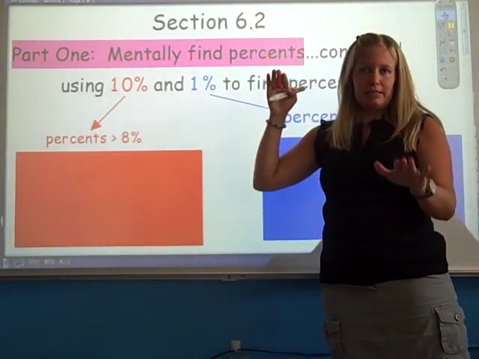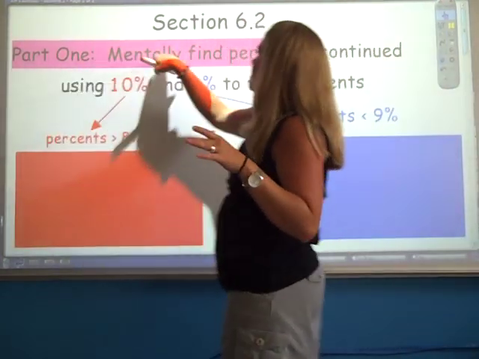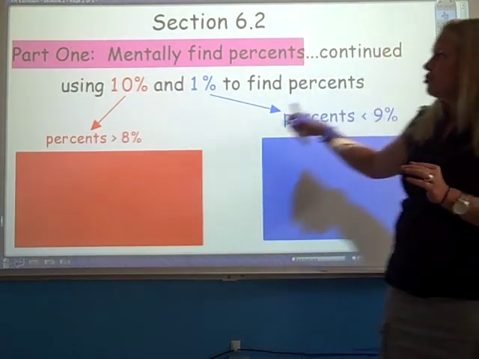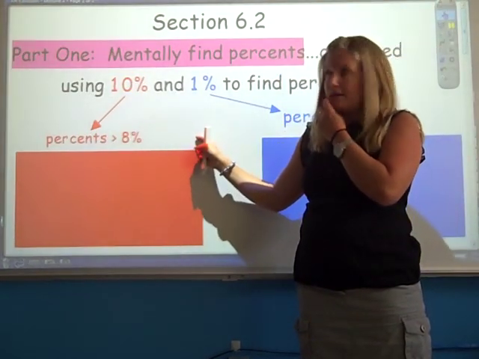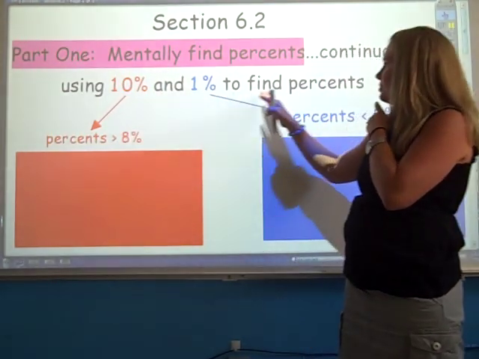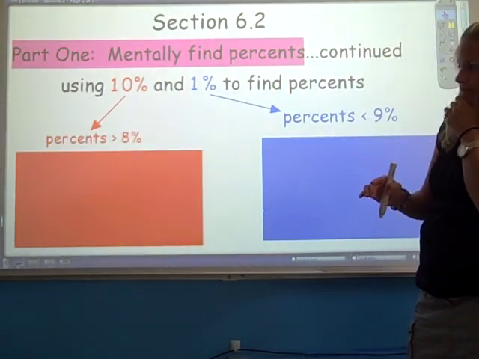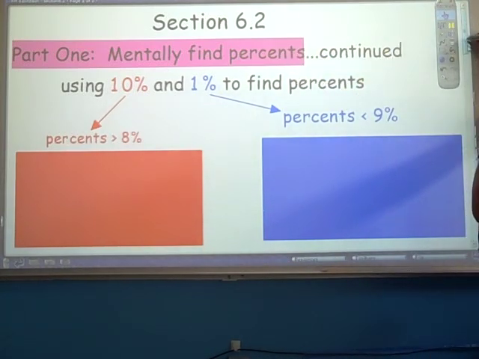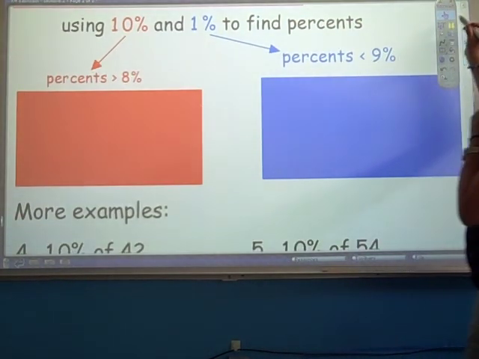Section 6.2, still in the same section, still in part 1, mentally finding percents, continued. Now I'm going to teach you the way that I do most of this in my head. You're going to use the 10% and 1% to find percents. Alright, to do the 10% way, this is how I did the Bloomingdale's question in the beginning.